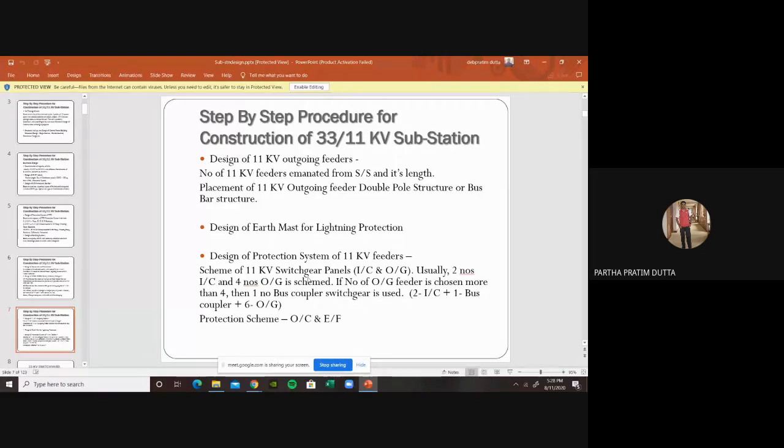Now we design the earth mat for the lightning protection of the entire substation. How we design the earth mat, we also saw today. And then the design of the protection system of the 11 kV feeder. Usually we scheme the 11 kV feeder protection system. We choose 2 overcurrent and 1 earth fault, usually for incoming and outgoing both.